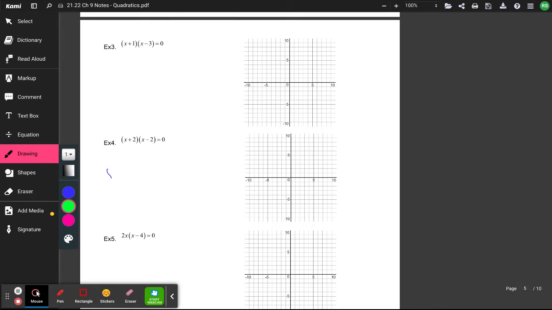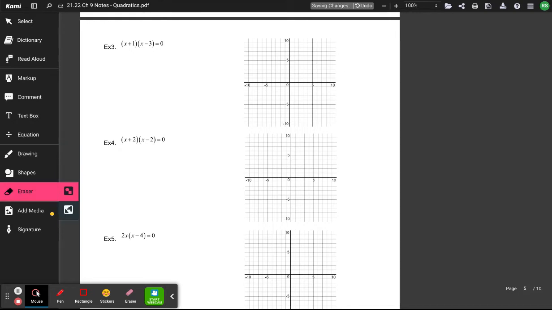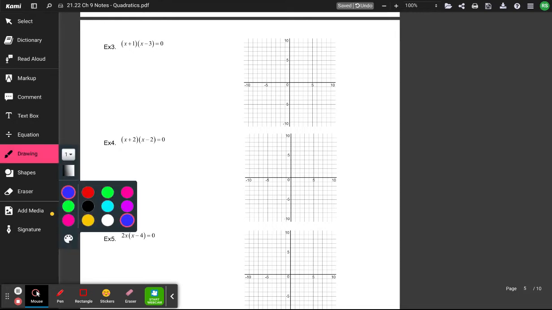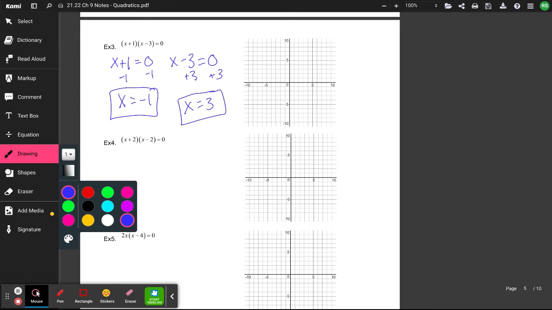So in example number 3 here, let me erase that mark. We have x plus 1 times a quantity of x minus 3. Remember, each group of parentheses represents one of your factors. So I have x plus 1 equals 0, then I have x minus 3 is equal to 0. We're going to solve for x. I'm going to take away a 1. We get x equals negative 1. I'm going to add 3 because I want to get rid of that negative 3, and now we have x equals positive 3.